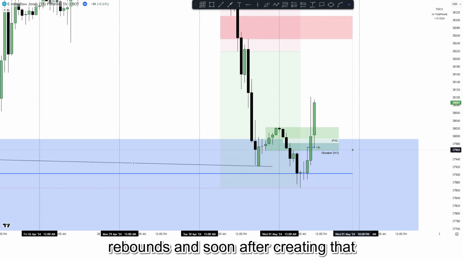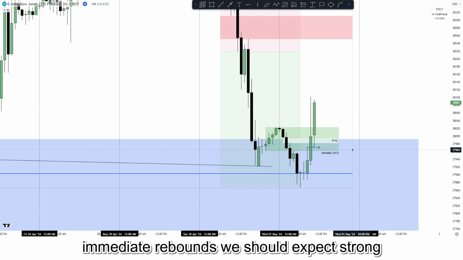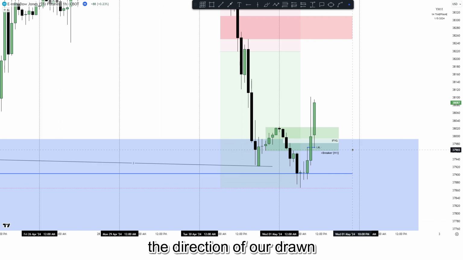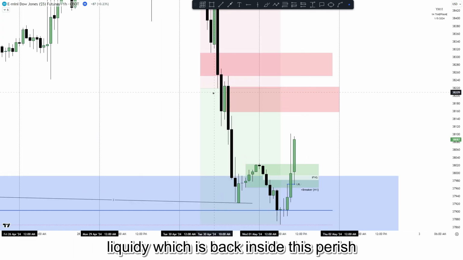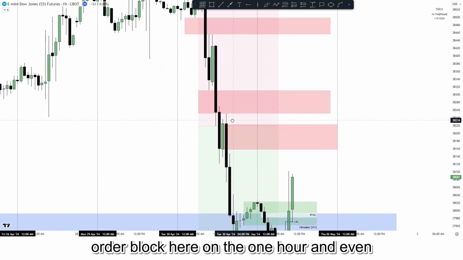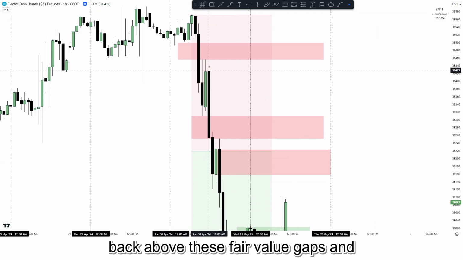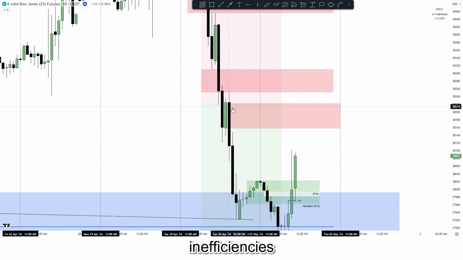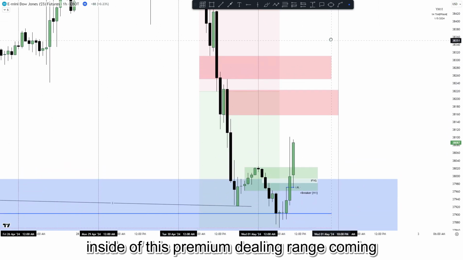And soon after creating that immediate rebalance, we should expect strong momentum to enter the marketplace to go in the direction of our drawn liquidity, which is back inside this bearish order block here on the 1 hour, and even back above these fair value gaps and inefficiencies inside of this premium dealing range.